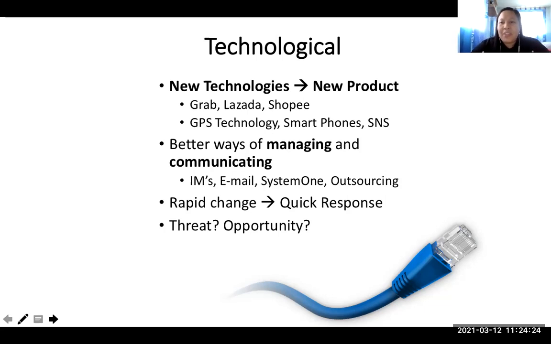So, a threat or opportunity. Para favorable siya for the buyers if we have a lot of options. However, threat or unfavorable siya on part of the businesses if they are not able to cope with the rapid technological change. Klaro ba? So, yun.